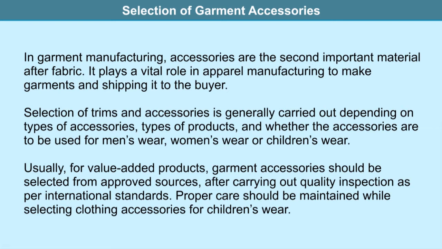Selection of trims and accessories is generally carried out depending on the types of accessories and types of products, whether the trims and accessories are to be used for men's wear, women's wear, or children's wear. Usually, for value-added products, garment accessories should be selected from approved sources after carrying out quality inspection as per international standards. Proper care should be maintained while selecting clothing accessories for children's wear.